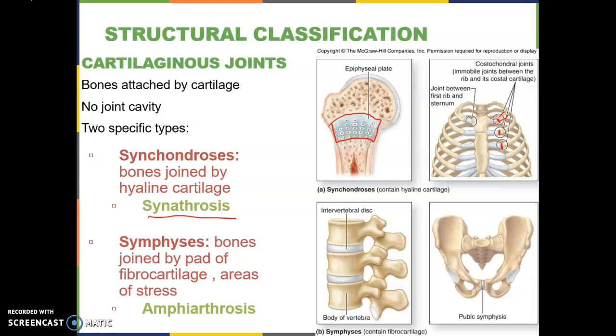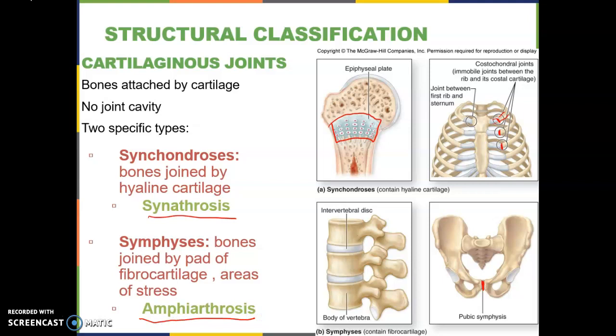Moving on to symphysis, we have a piece of fibrocartilage between articulating bones, and symphysis is present in areas that are subject to a lot of compressional forces and stress. Classic example, pubic symphysis right here. Remember, pubic symphysis is slightly movable in females as compared to males. That is why it's amphiarthrosis, because it allows slight movement.